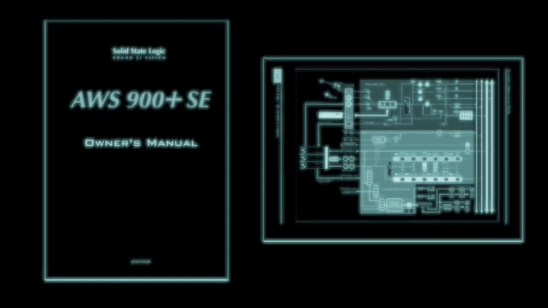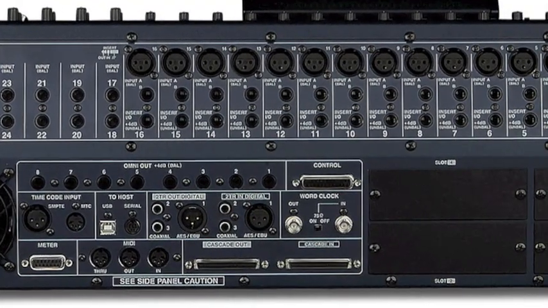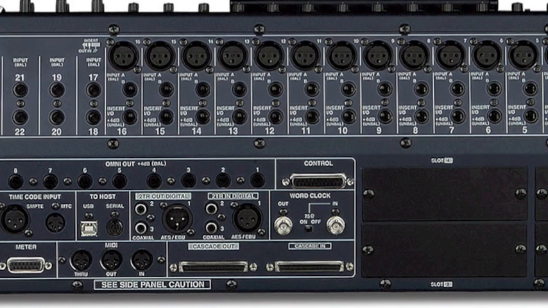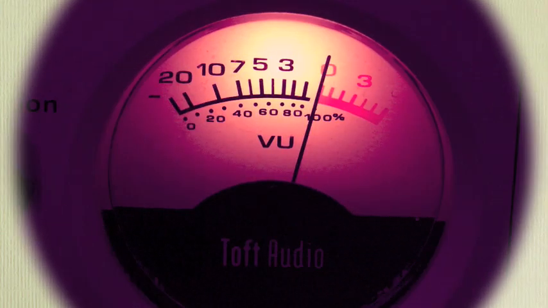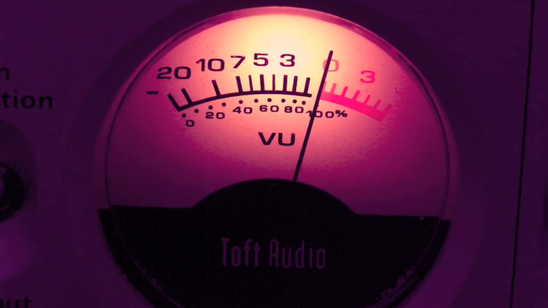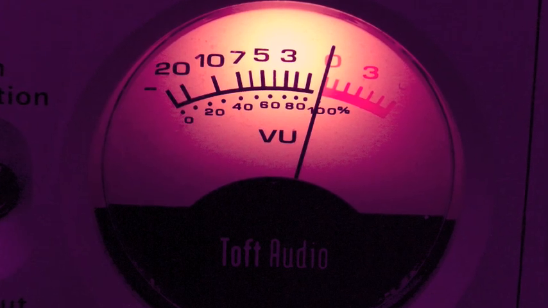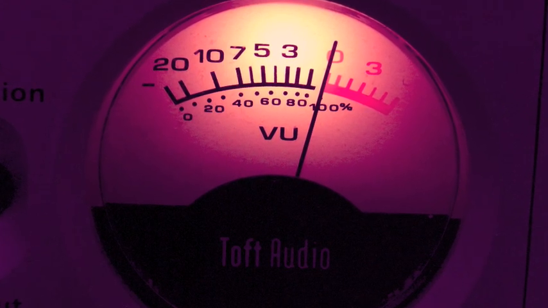When looking at equipment manuals or at the back of a console, you might notice the following most common line level markings: the +4 dBu found in professional audio and the -10 dBV found in consumer audio. Learning to recognize these markings can avoid distortions or poor signal issues.